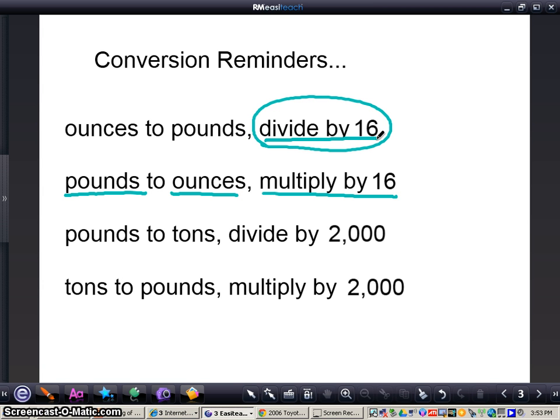Pounds to tons, divide by 2,000. Tons to pounds, multiply by 2,000. Why do we multiply or divide by 2,000? Because we know that 2,000 pounds equals 1 ton.